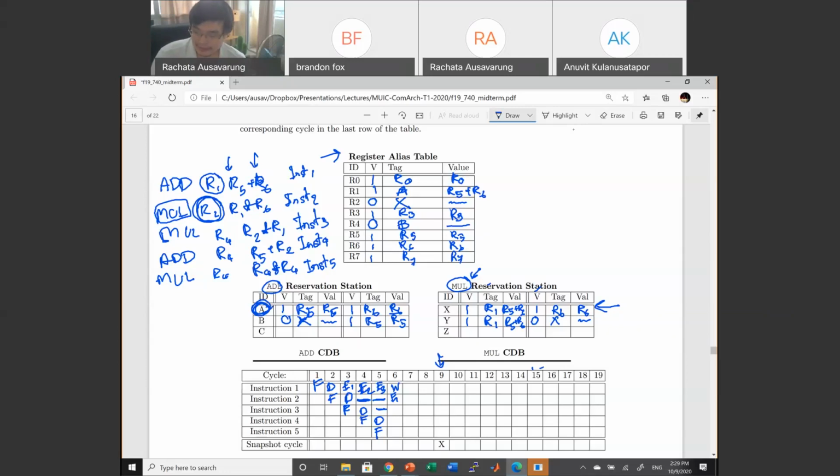Can I start executing instruction 3? This is instruction 3, right? And it's not valid yet, so you can't do this. You also cannot do this. And you can decode instruction 5.